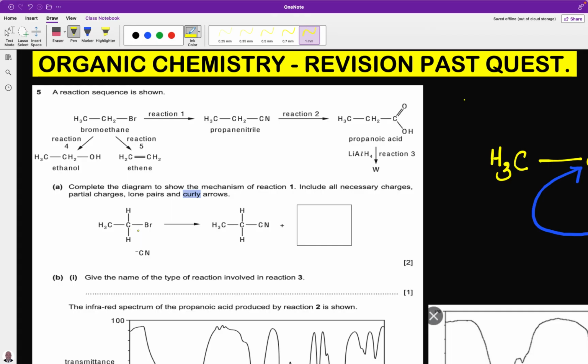And when the nucleophile now approaches the partial positive carbon, what happens? It donates a lone pair of electrons. When it is donating a lone pair of electrons, the electrons in the carbon-bromine bond are shifted towards the bromine.